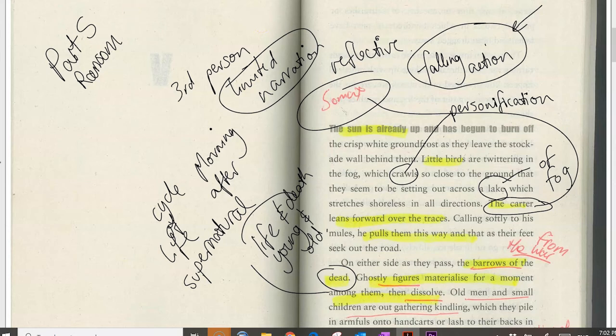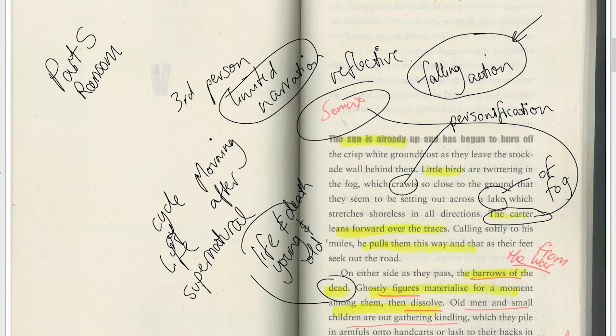And there's quite vivid descriptions of the barren wasteland. So as they pass, there's barrows of the dead. There's ghostly figures that materialize amongst them and then dissolve, which you can see again, the supernatural. There's old men and small children out gathering kindling. So I noticed that young and old are presented amongst the living, and we've got the juxtaposition of the ordinary life, the figures who are alive, along with the ghostly figures, the barrows of the dead from the war. As they're moving back, we're seeing the impact of the Trojan War on a larger scale.